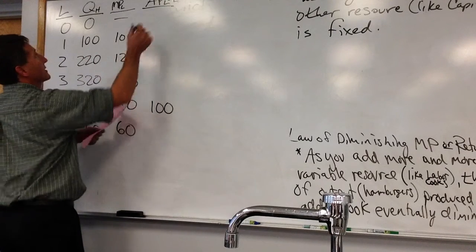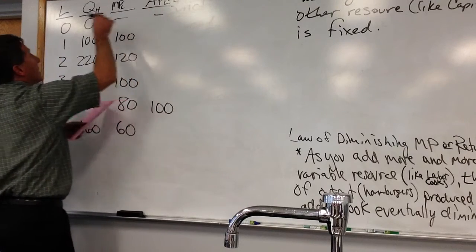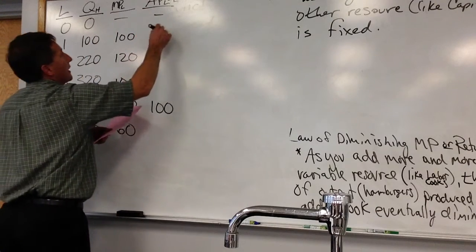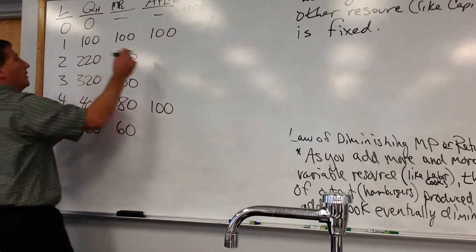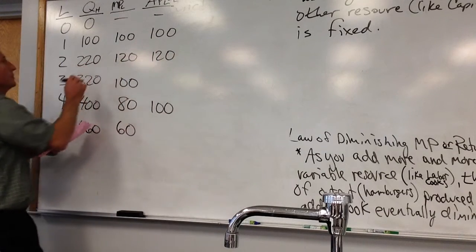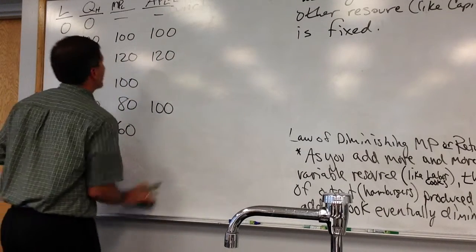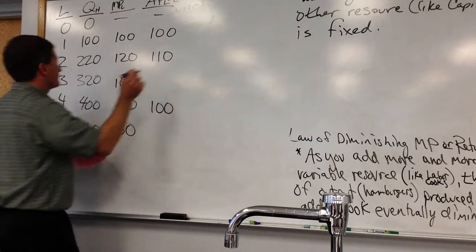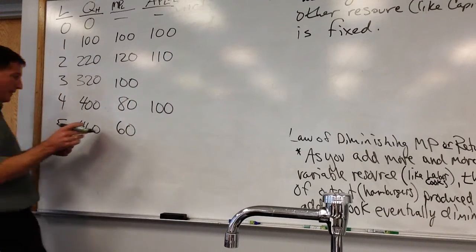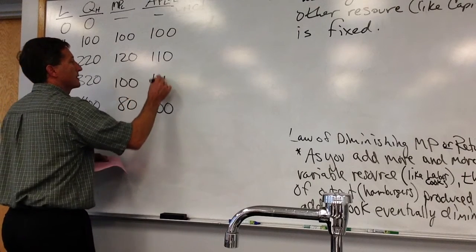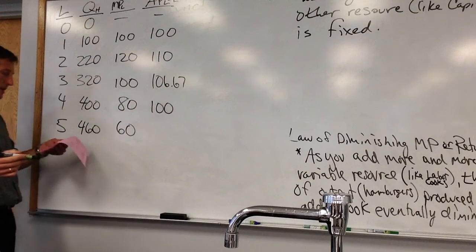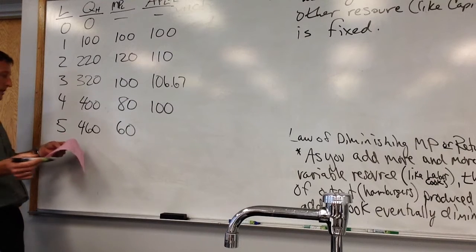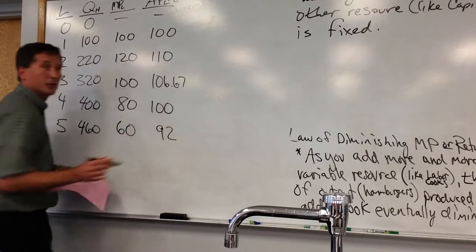And if we work down the list here, undefined at 0, 1 person, average is 100. 120 with 2. Oh, 110, sorry. We got 220 divided by 2 is 110. 320 divided by 3 is 106.67. We already did number 4, and then finally 5 is 92.